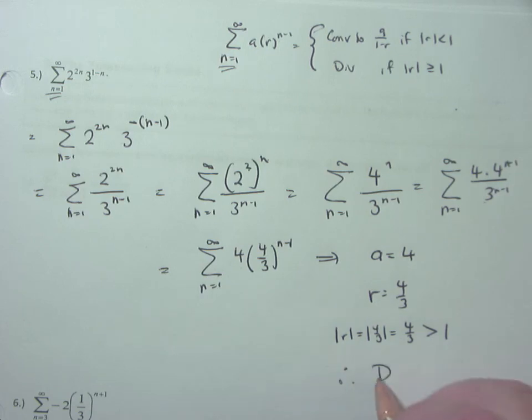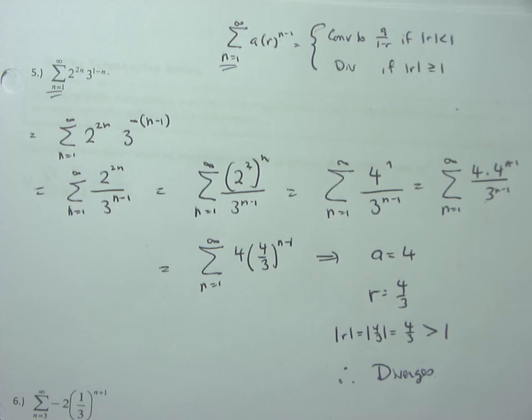Therefore, the series diverges. And what I mean by diverges is that it's going to add up to infinity. It's going to blow up on you. Does that make sense? It's not going to converge and add up to a particular number. It's going to add up to infinity. Does that make sense? Question?